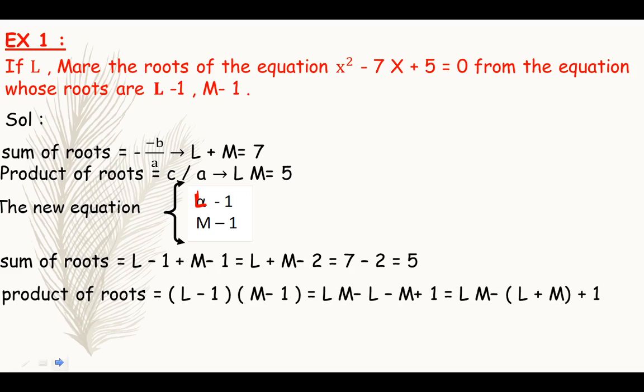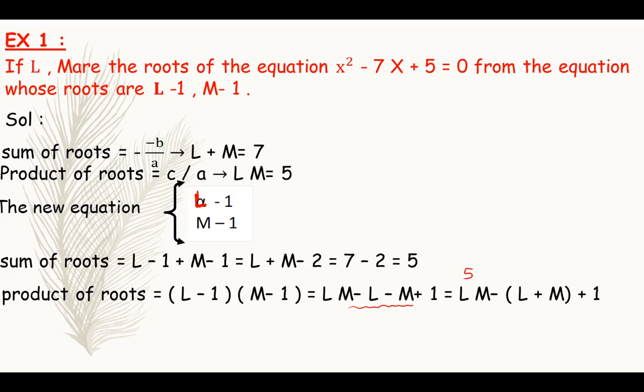And the product of the roots of the new equation is L minus 1 multiplied by m minus 1. By multiplying, the result will be Lm minus L minus m plus 1. Here you have to concentrate. We are going to replace Lm by 5 because we know that Lm equals 5. And this is the trick in this example.